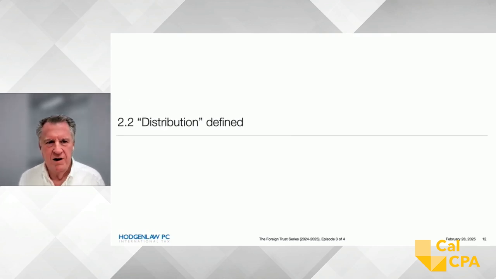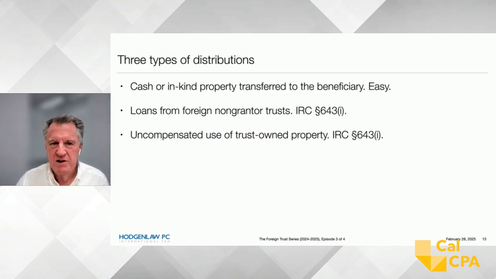But let's first talk about what's a distribution. What's a distribution from a foreign non-grantor trust? Because distribution means more than just an actual, here you go, here's $10,000 of cash. For foreign non-grantor trusts, distributions in the normal style that you'd expect, a distribution of cash, a distribution of property, is a distribution. And we've got to figure out the U.S. beneficiary's income tax that's imposed when receiving that distribution.